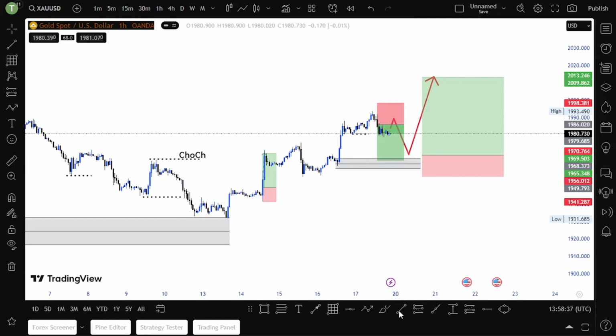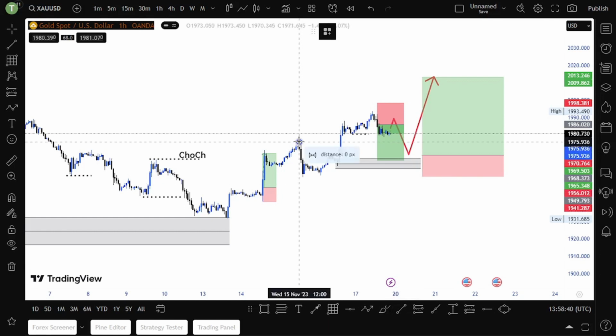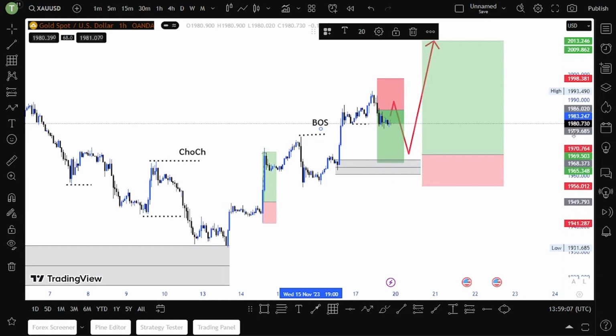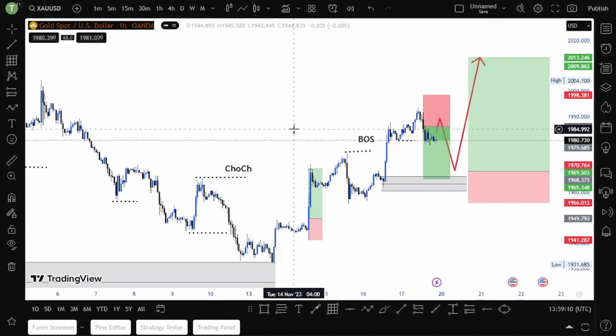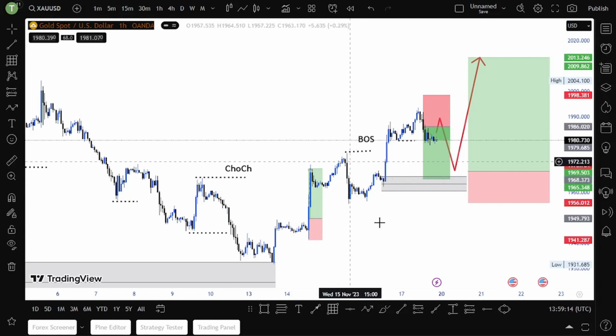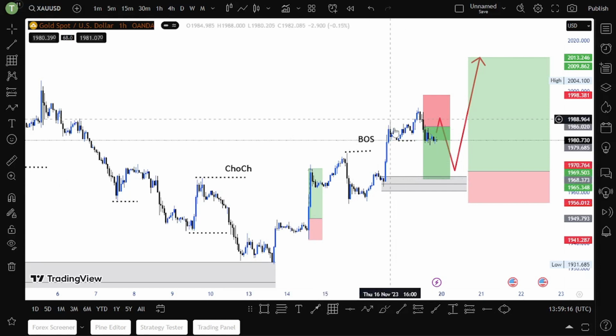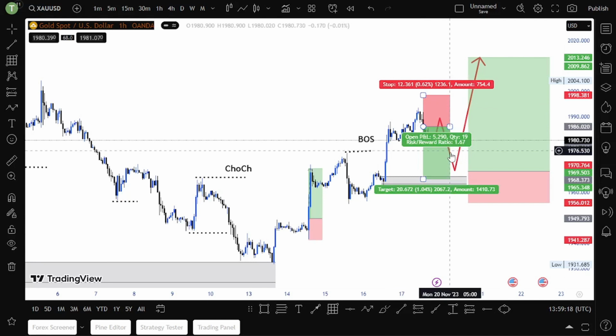Price is currently in an uptrend. We are making higher highs and higher lows, as you can see here. This is our last break of structure to the upside. So price is breaking structure to the upside. As you can see, we have a change of character. We have a pullback. We bought. Now we are in a pullback.